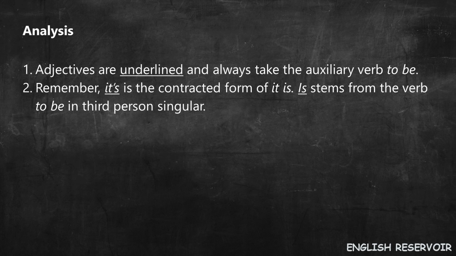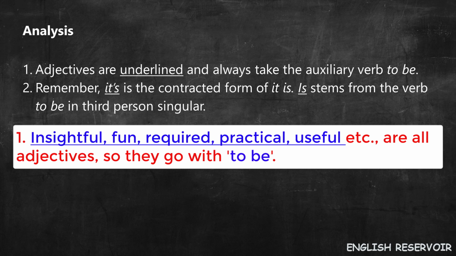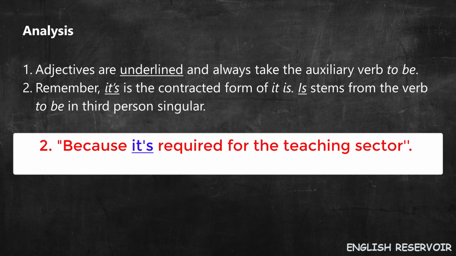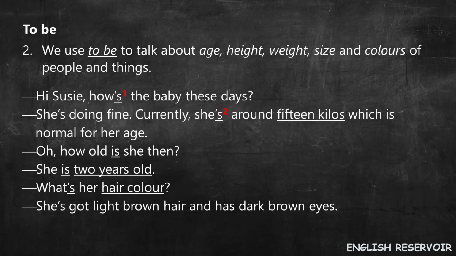Analysis. 1. Adjectives are underlined and always take the auxiliary verb to be. 2. Remember, it's is the contracted form of it is. Is stands for the verb to be in third person singular. To be. 2. We use to be to talk about age, height, weight, size, and colors of people and things.